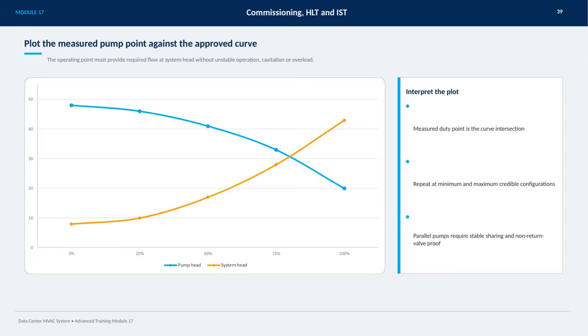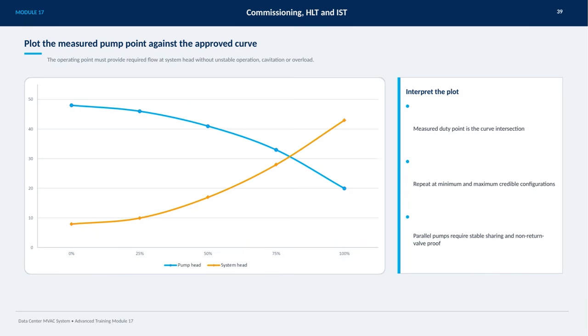On this slide, we're focusing on how to plot the measured pump point against the approved curve. The key is that the operating point must deliver the required flow at the system head while avoiding any issues like unstable operation, cavitation, or overload.